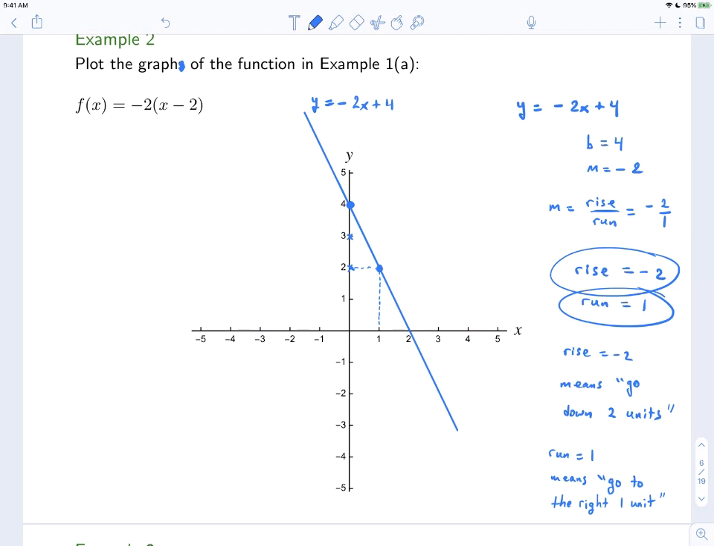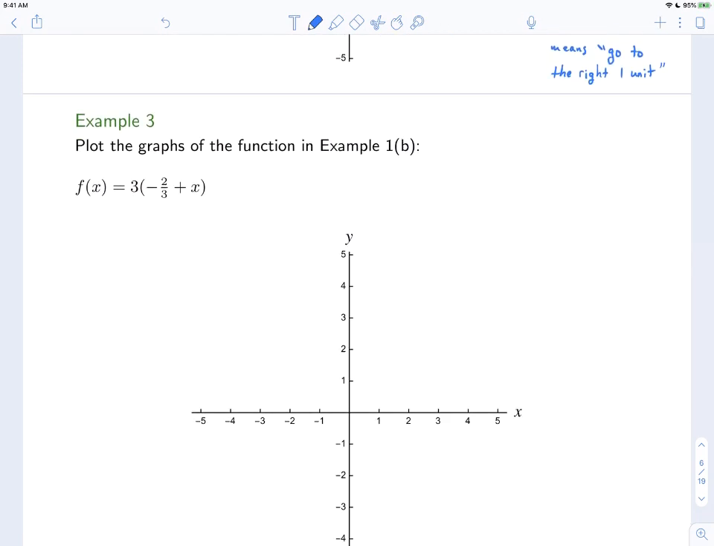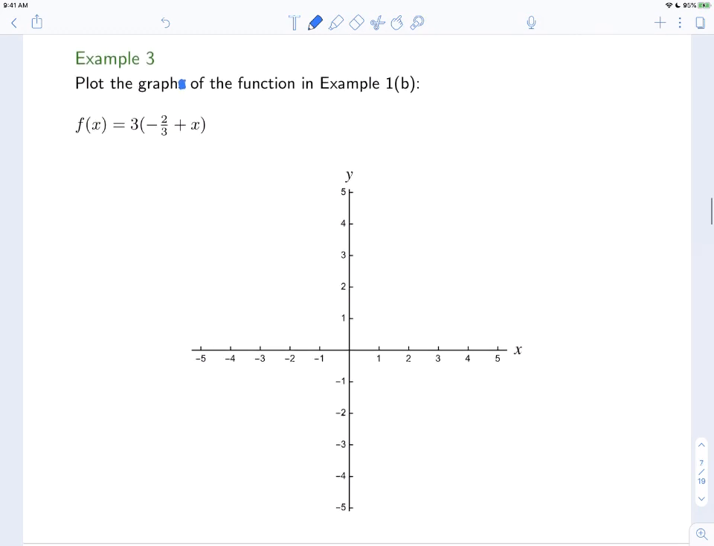So the next example is going to ask us to graph the function in 1b. Originally it said plot the graphs of all of the functions in example 1, but we split them up. So plot the graph of the function in example 1b. Now again, we already found the equation for this. This is y equals 3x minus 2. 3 times x is 3x. So this is the equation of our line.